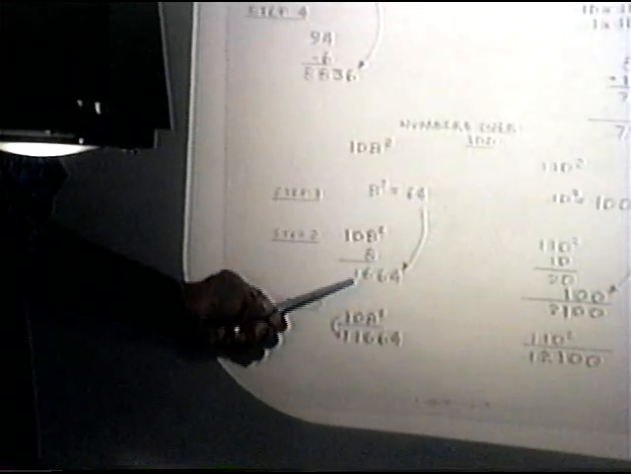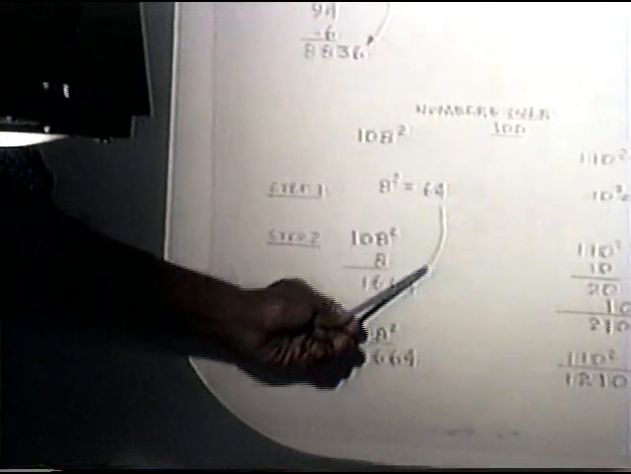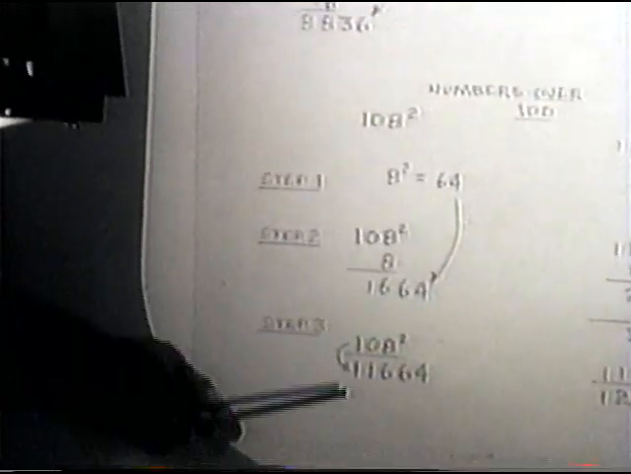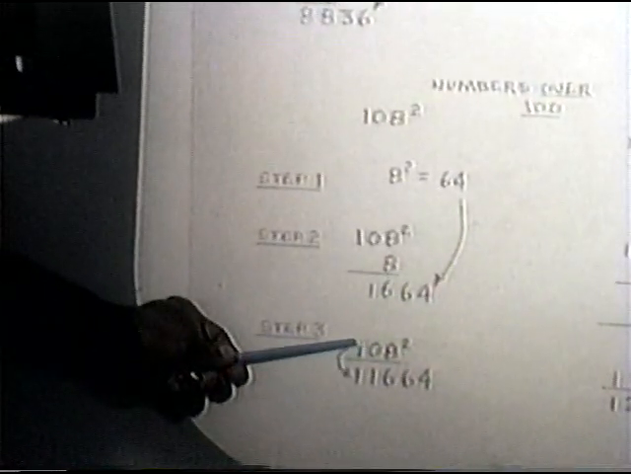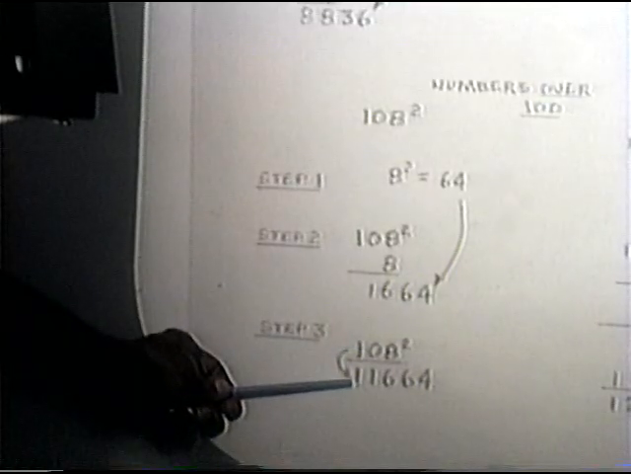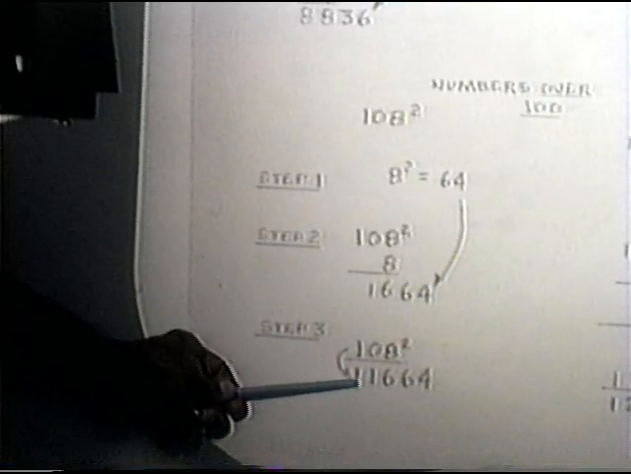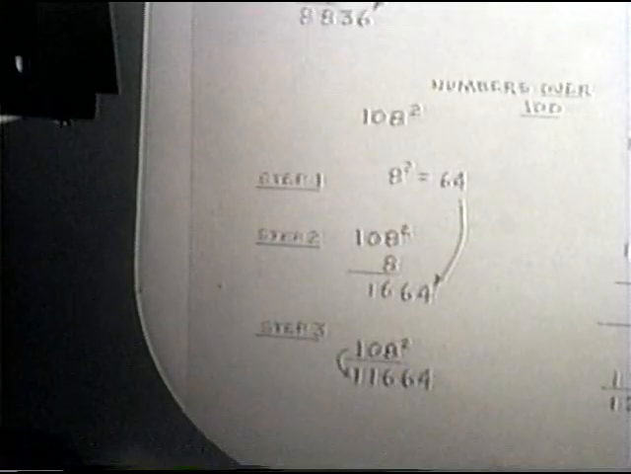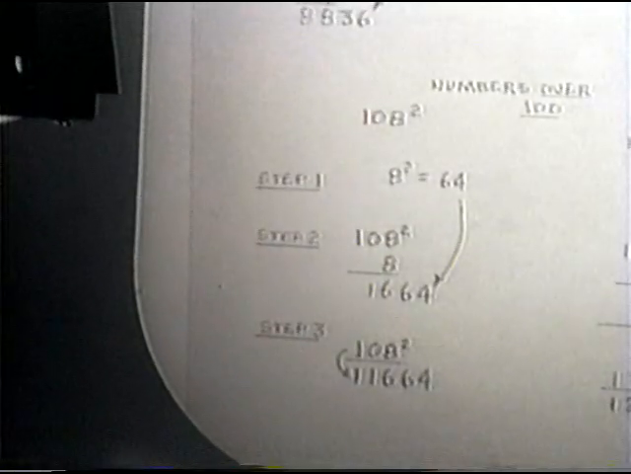The second step is we added the 8 to 108. We got 116. We brought down the 64. Third step, we brought down this first digit right here. So now we have 11,664, the square of 108.